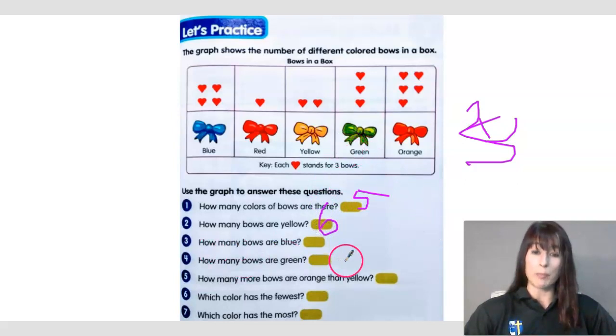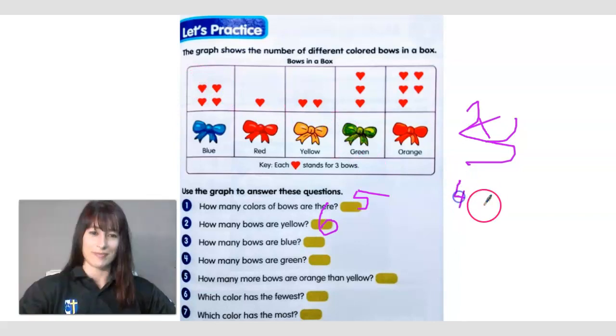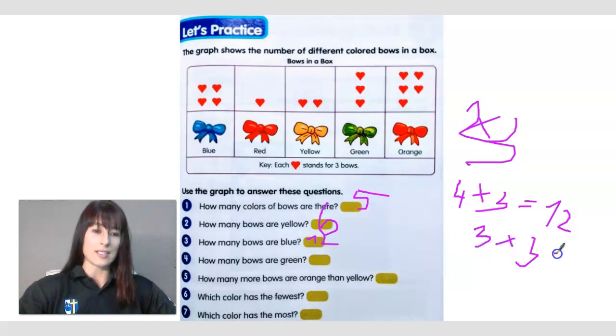Now, next question, how many bows are blue? Okay, I'm going to look at blue. And again, I have 4 symbols. Now, each stands for 3. So, 4 multiplied by 3 equals 12. Okay, great. So we're going to put the answer here for blue is 12. Now, how many bows are green? The same thing we're going to do again for the green ones. We have 1, 2, 3 symbols. Each stands for 3, so 3 multiplied by 3. You see, this is what I told you.